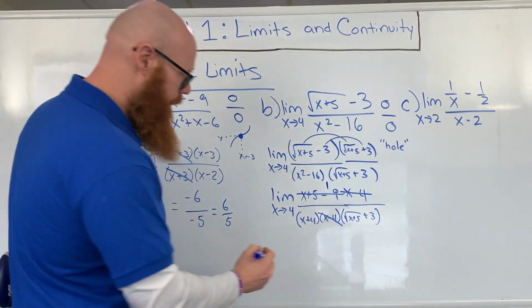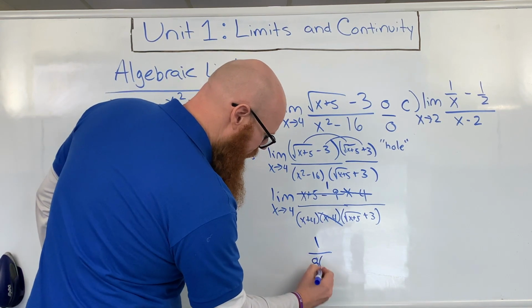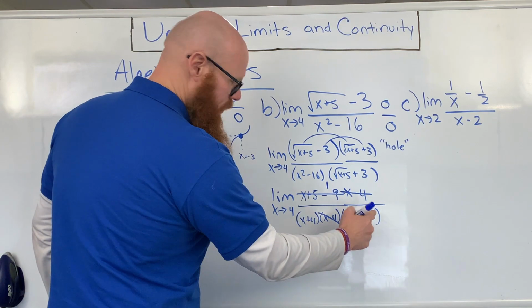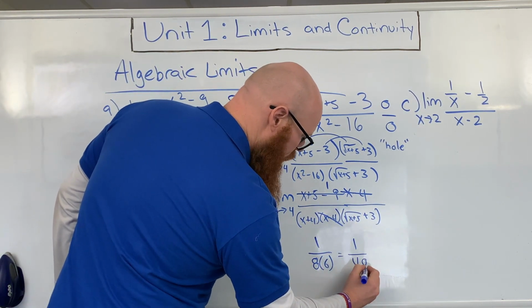Now I'm going to plug in 4. So I'm going to get 1 over 4 plus 4 is 8. And over here I get 4 plus 5 is 9. Root 9 is 3. 3 plus 3 is 6. So our final answer is 1/48.